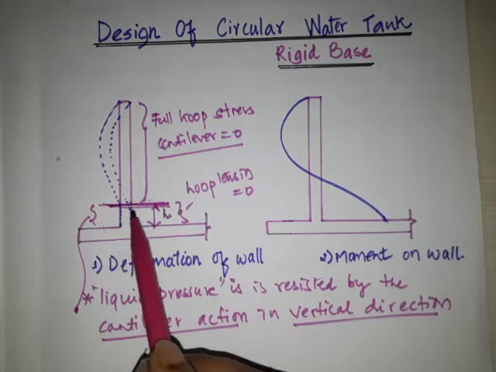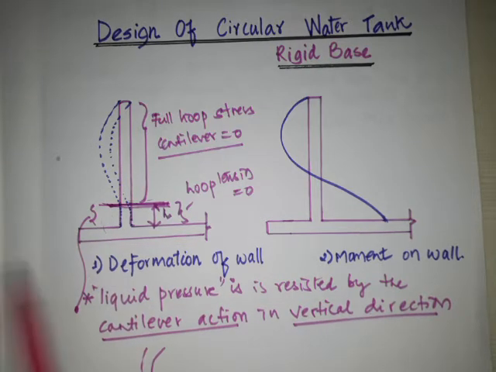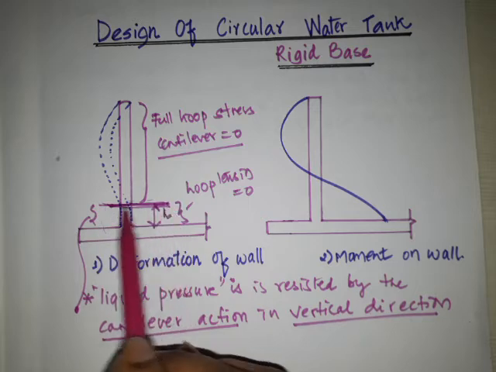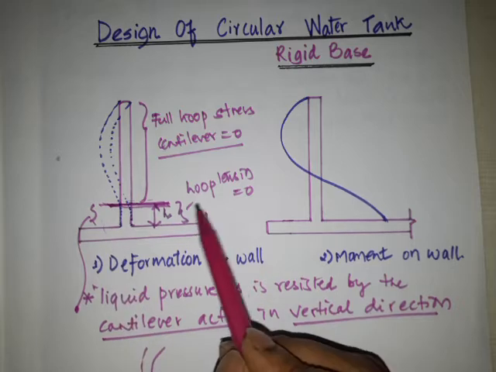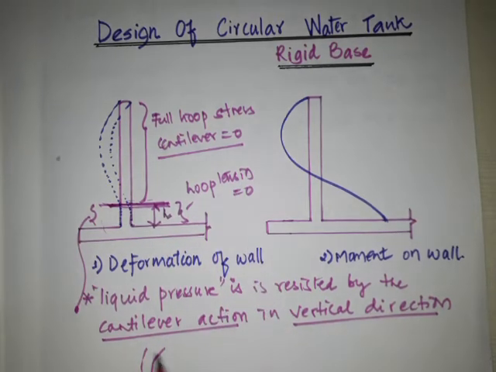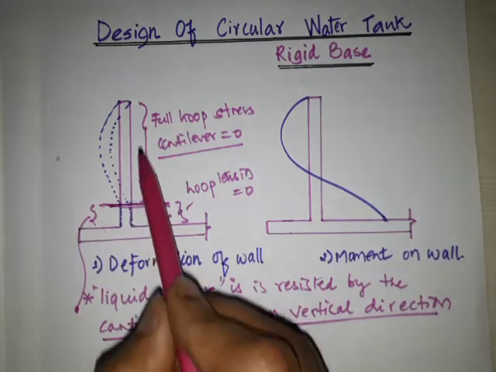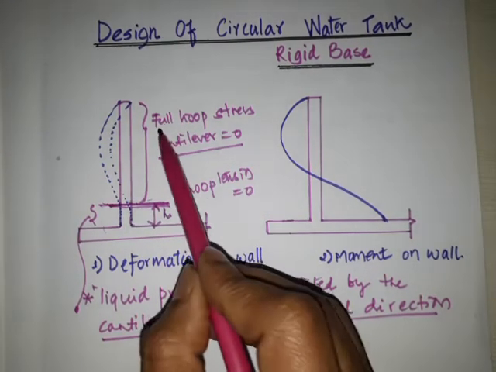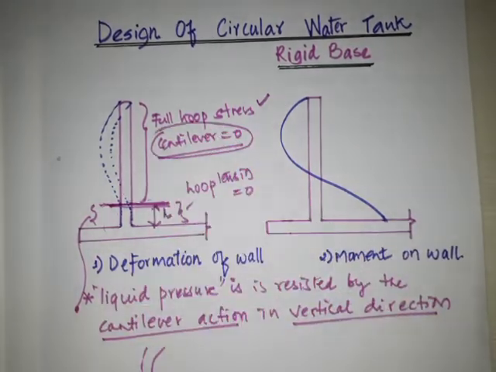I will repeat once again, because of the fixity at the base, the behavior of the circular water tank will change. So how will it change? At a certain height, the wall behaves with cantilever action, and in that zone hoop tension will be zero. That's why it is given here: the liquid pressure is resisted by cantilever action. Means in this zone the wall will behave with cantilever action in the vertical direction. But if you move away from this level towards the top, full hoop stress will develop. So we get full hoop stress and we will not have the cantilever action. The cantilever action will be zero.